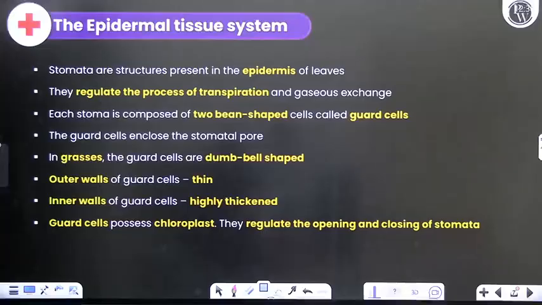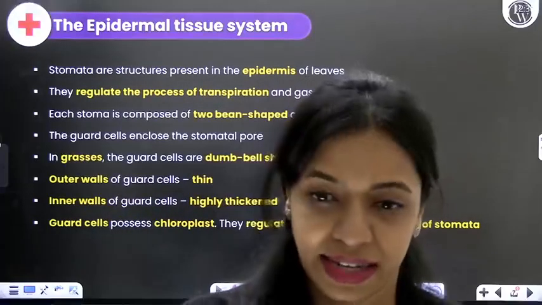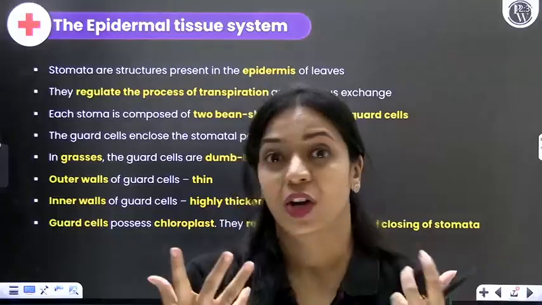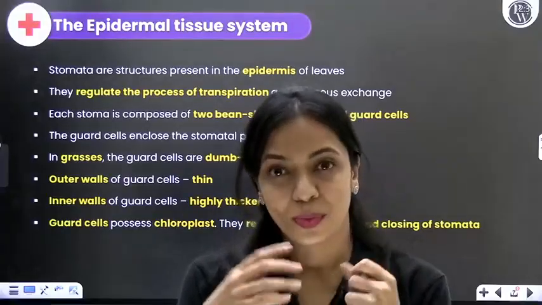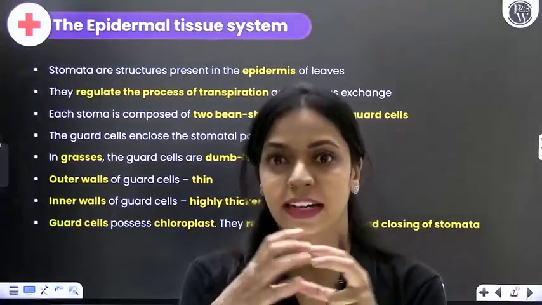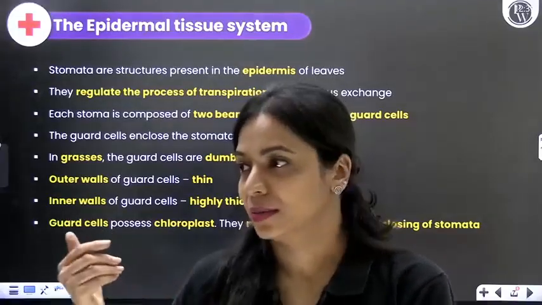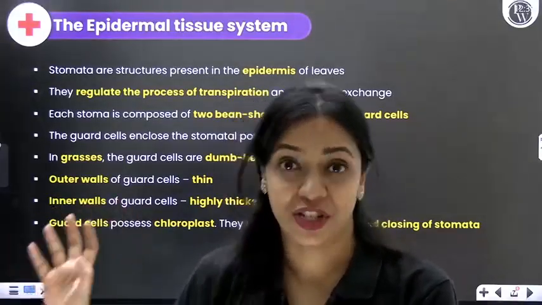The shapes should be in such a way that a pore is created in the center, right, Kavina? Think about it. If they are two spherical cells, a pore will not be created in the center. It should be in such a way that it can create a pore in the center. Dumbbell-shaped cells can create a pore, and bean-shaped cells can create a pore.